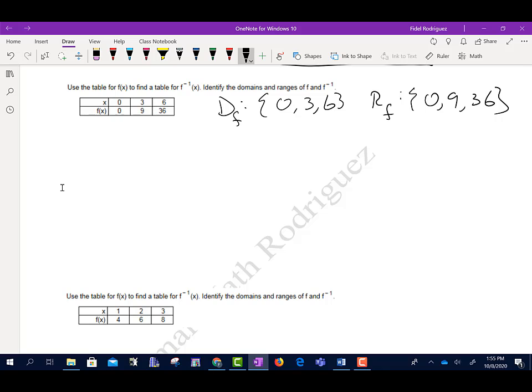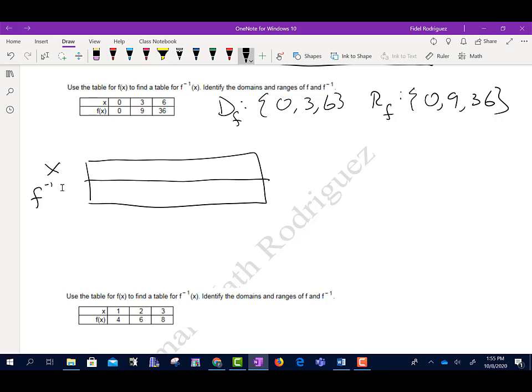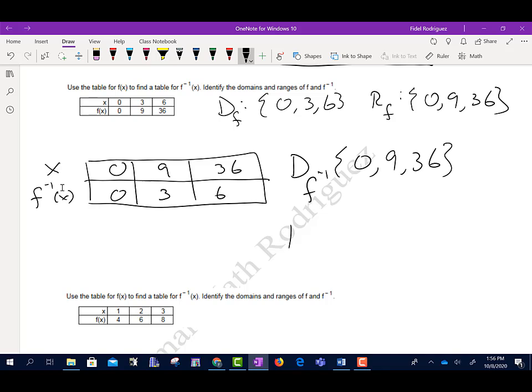Okay, so those are my x values and those are my y values, right? Now, if I'm going to find the inverse, remember we said the inverse is, we're going to switch the x and the y. So this is going to be x, and now this is going to be f inverse of x. And all I'm going to do is switch those values, 0, 9, 36, 0, 3, and 6. So the domain of f inverse is going to be 0, 9, 36, and the range of f inverse is going to be 0, 3, and 6.